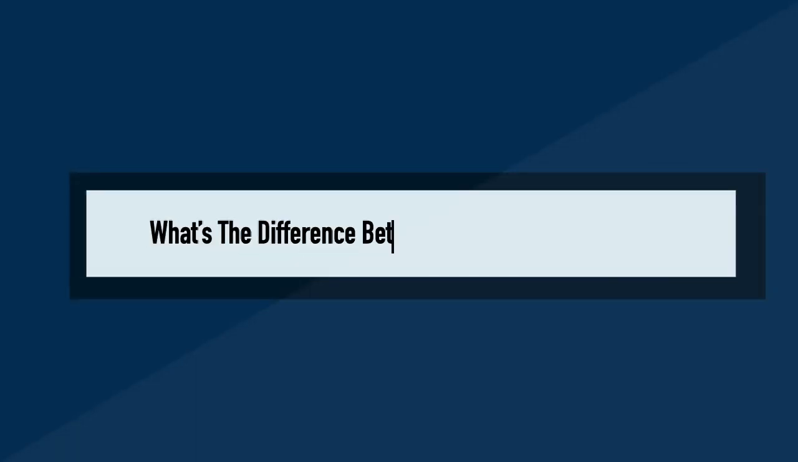The question is, what is the difference between an appeal and a writ in a California juvenile dependency case?